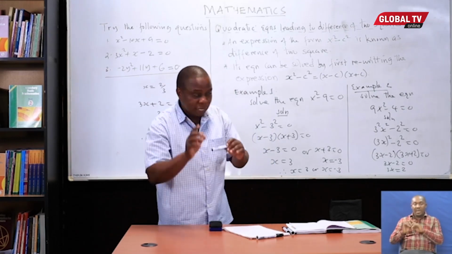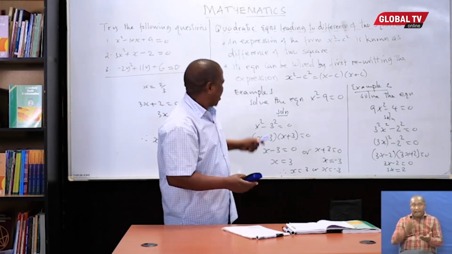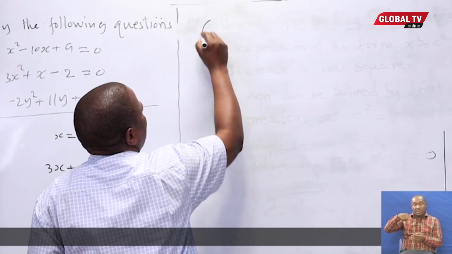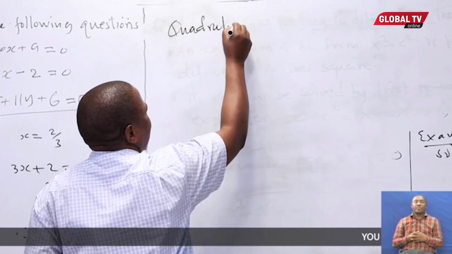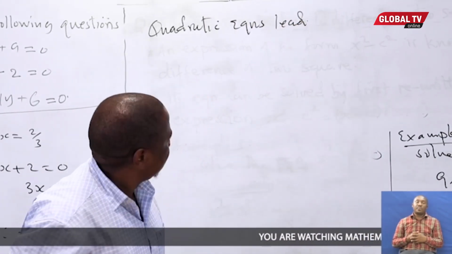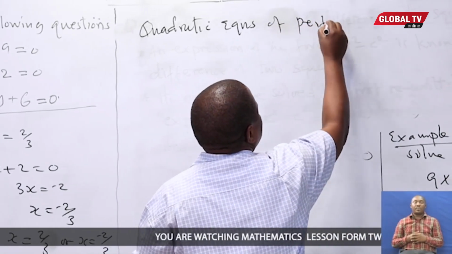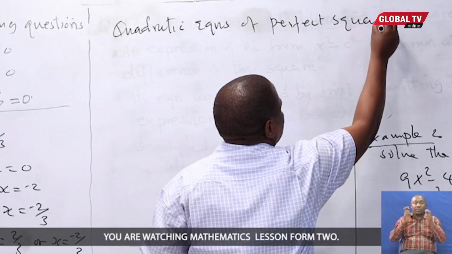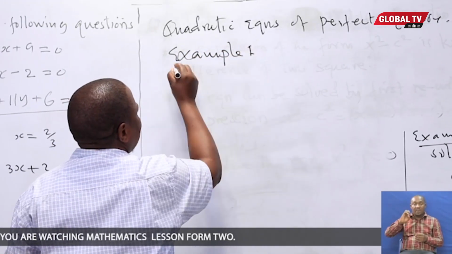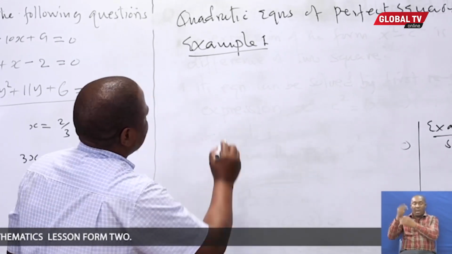The last but not least, I can do it faster: the quadratic equations which lead to the perfect square. I won't take much time. Quadratic equations leading to a perfect square. I'll just give you one example here, it's enough, because the way of solving this one is the same as the way of solving the other one.